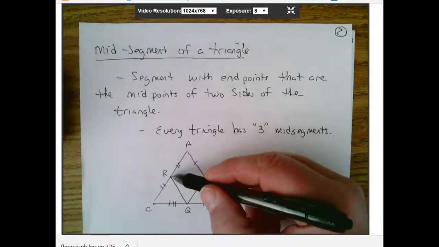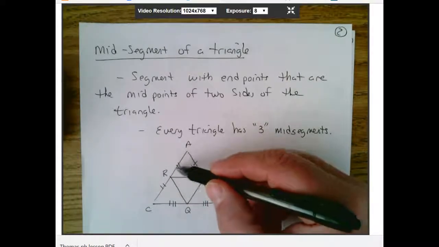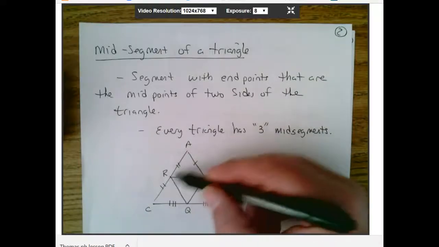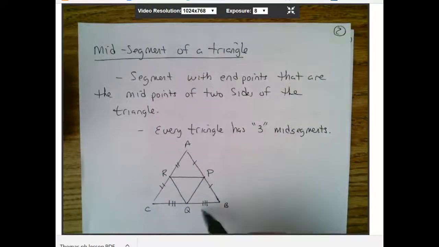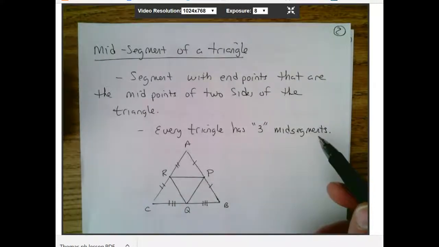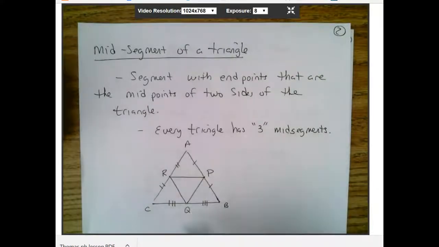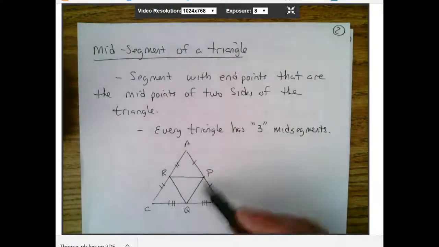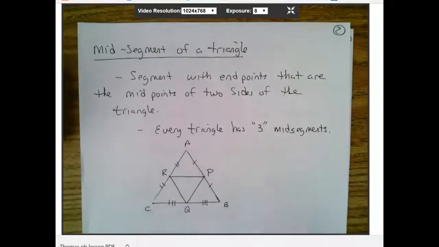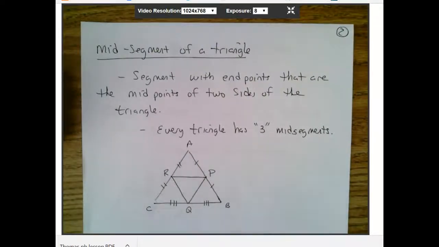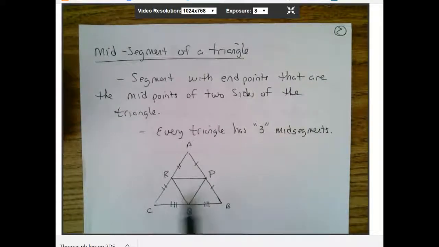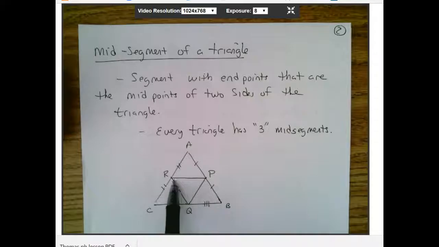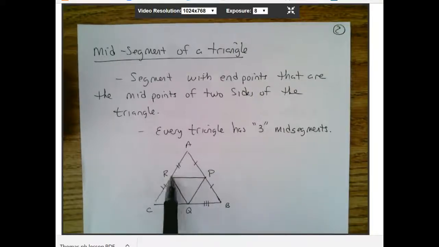here where it intersects, it's like a bisector almost, where these two segments are equal to each other and these two segments, and every triangle has three of these. Okay, so this one, ABC, has RQ, QP, and RP. It's almost like an upside down triangle, and that's the mid-segment of a triangle. So whenever we see this, we know that if it is a mid-segment, it will cut each of these sides that it's running to into equal sides, or congruent.